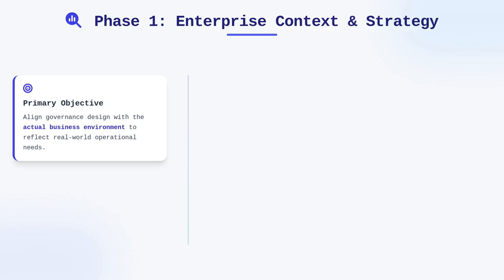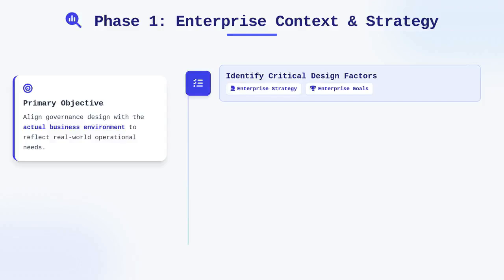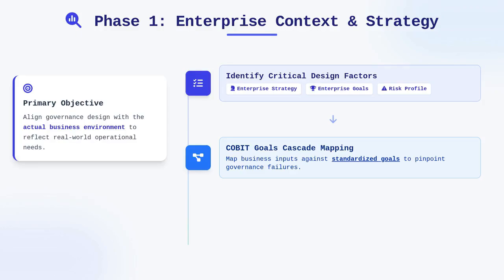In Phase 1, the primary objective is to understand the enterprise context and strategy so that the governance design reflects the actual business environment. You start by identifying the critical design factors, which include the enterprise strategy, the enterprise goals, and the risk profile of the organization. Because every enterprise operates under different environmental constraints, we must map these inputs against the standardized COBIT Goals Cascade to see where existing governance might be failing.